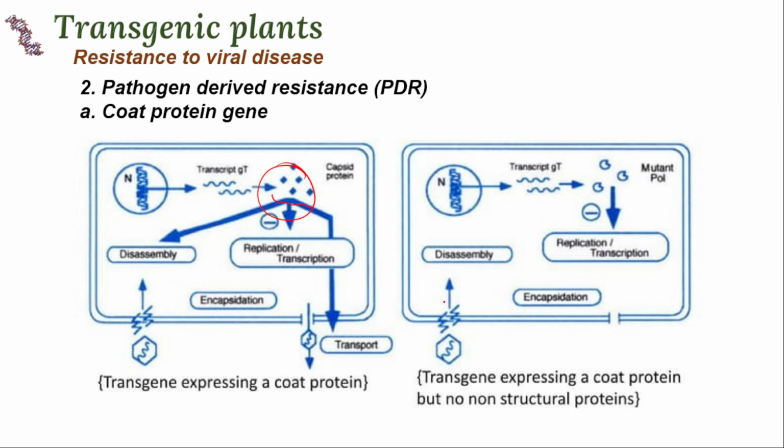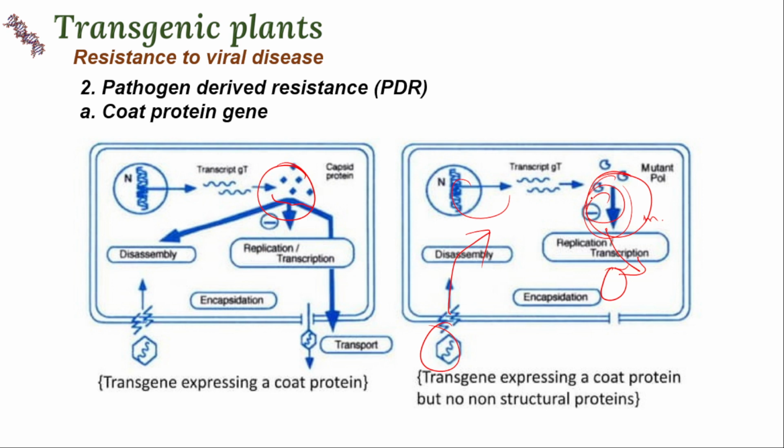Whenever the actual pathogen enters, it will express, produce, and integrate into the plant genome. Whenever expression starts, it will produce a transcript, mRNA, for the genetic material, which will express and produce genetic material. But it needs a coat protein to rupture and come out of the host plant, right? So we have already introduced an antisense RNA of the coat protein.